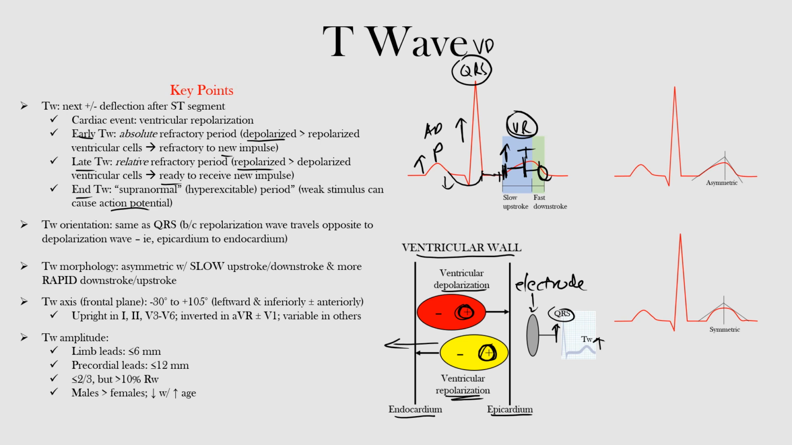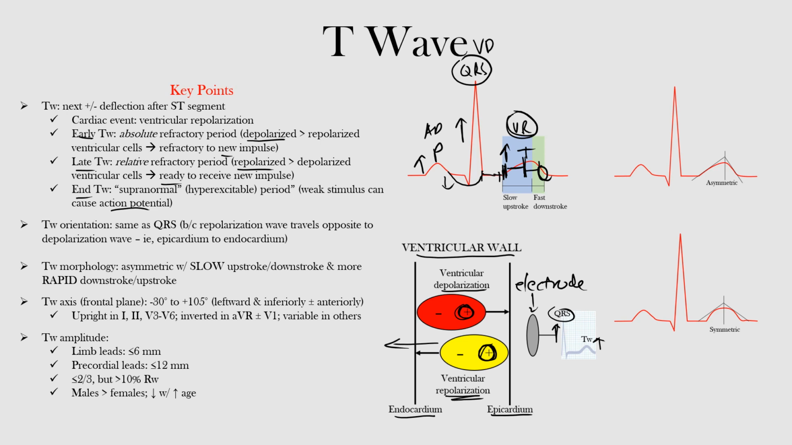So that's one thing to note. With these ventricular waves, the depolarization and repolarization, they're going in opposite directions. Whereas when we talk about the atrial waves, they actually go in the same direction. Hopefully this makes sense, okay? Remember, we said with atrial depolarization and repolarization, the waves travel in the same direction, whereas here with ventricular depolarization and repolarization, they travel in opposite directions.